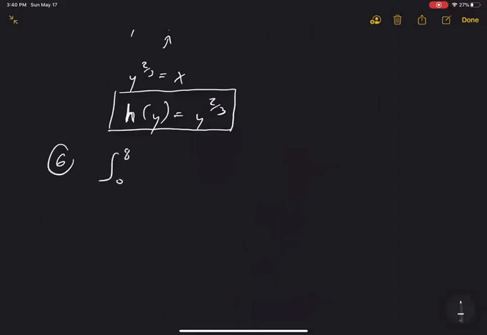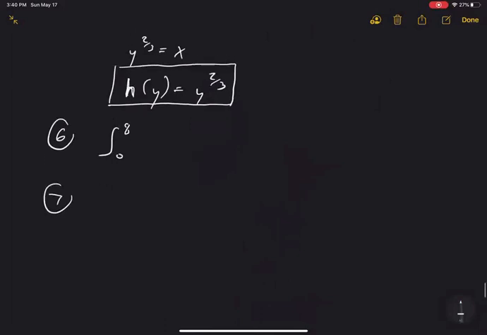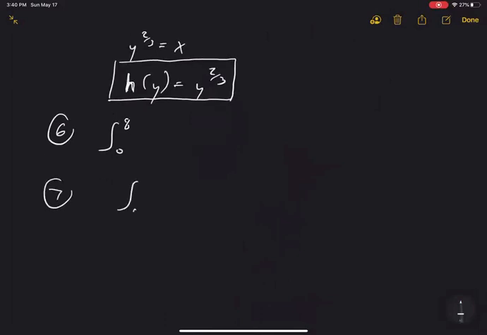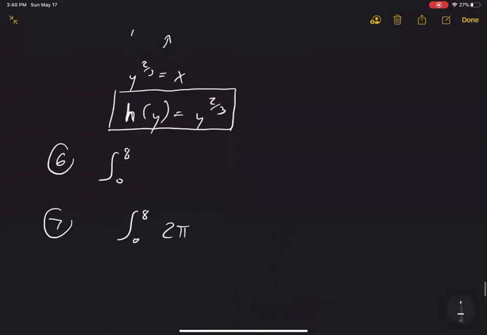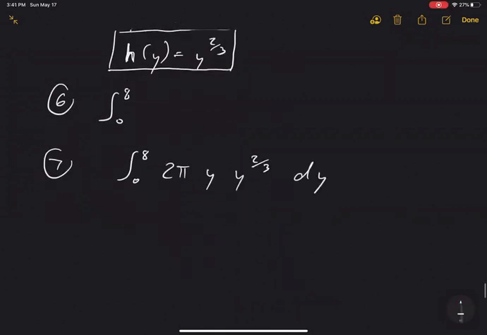Now I have all the information I need for my integral. I've got my 2 pi as always. What's my radius? My radius is just y. What's my height, or length, of my cylinder? That's y to the power of 2/3. And then I'm integrating in terms of y. Now I just need to integrate. So pull out the 2 pi. y times y to the power 2/3 is y to the power 5/3. And then it's just the power rule.